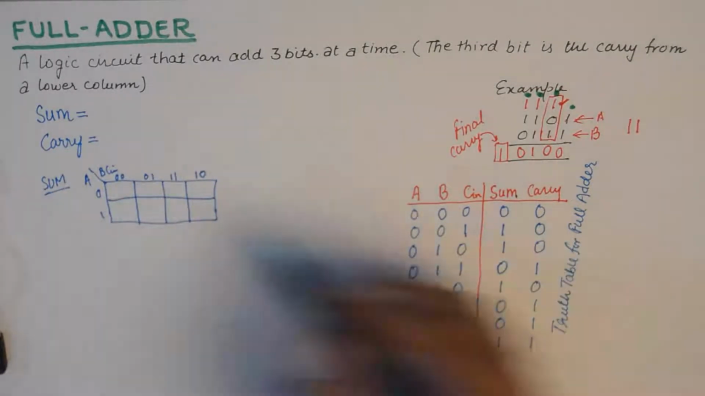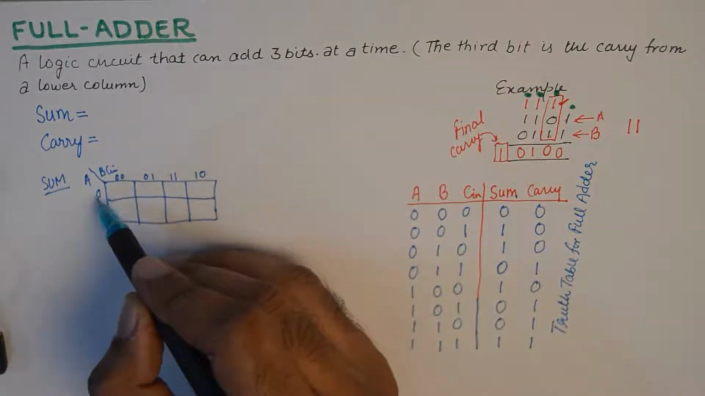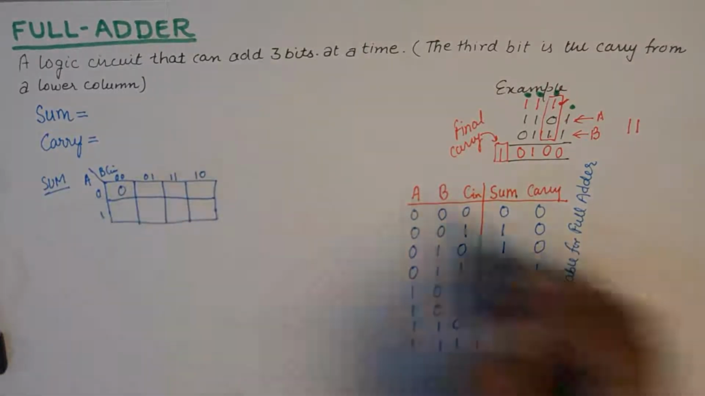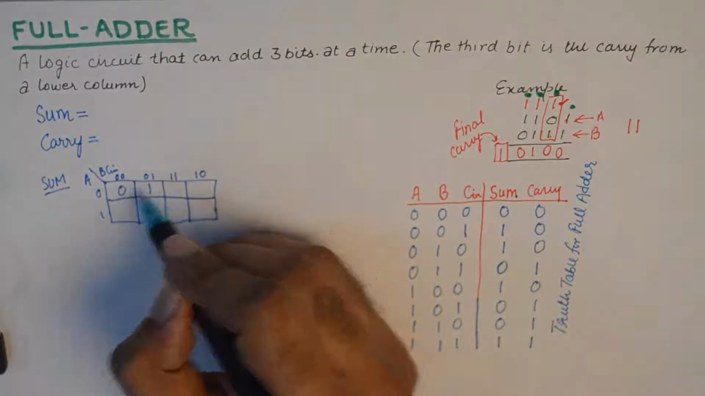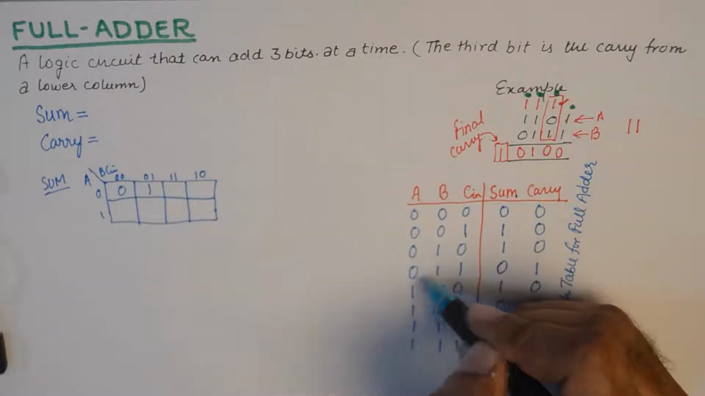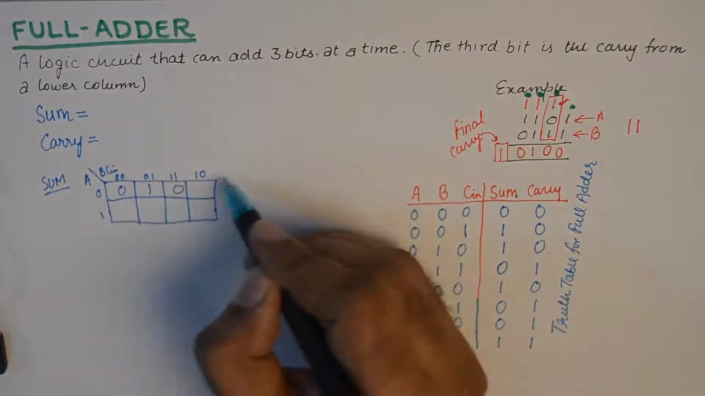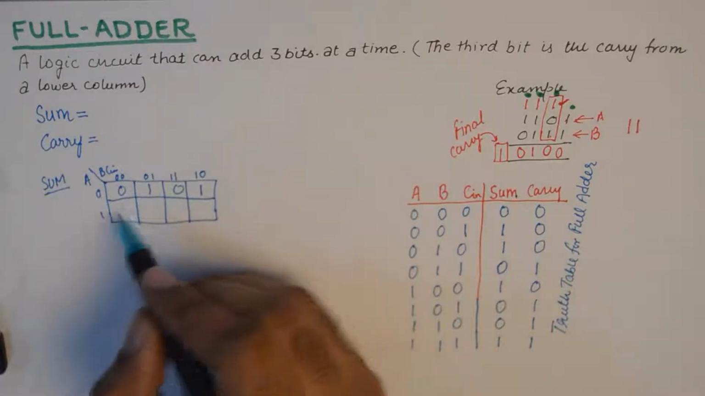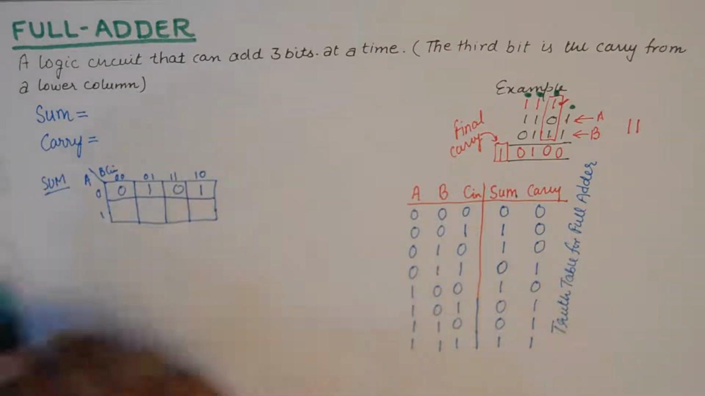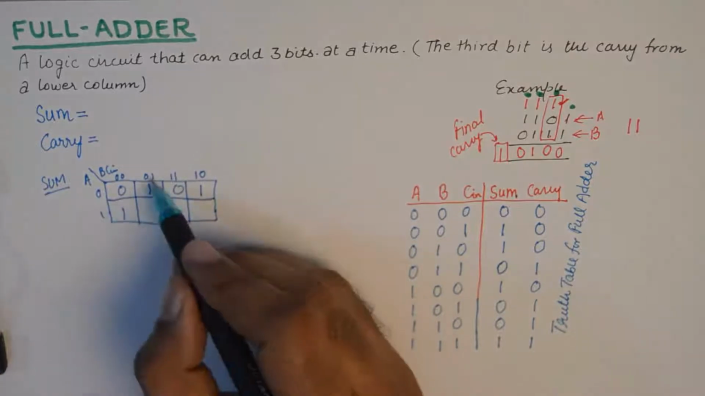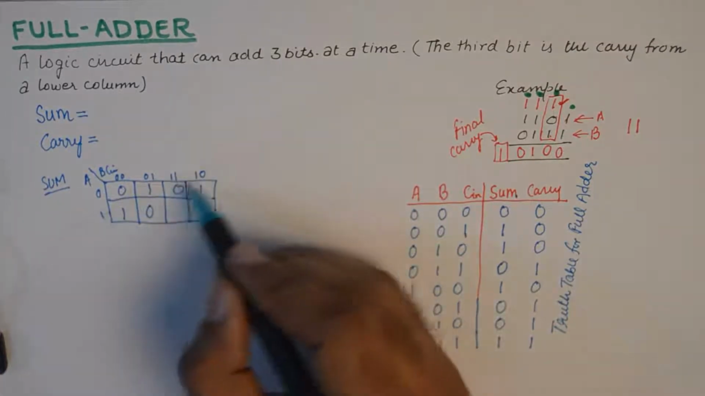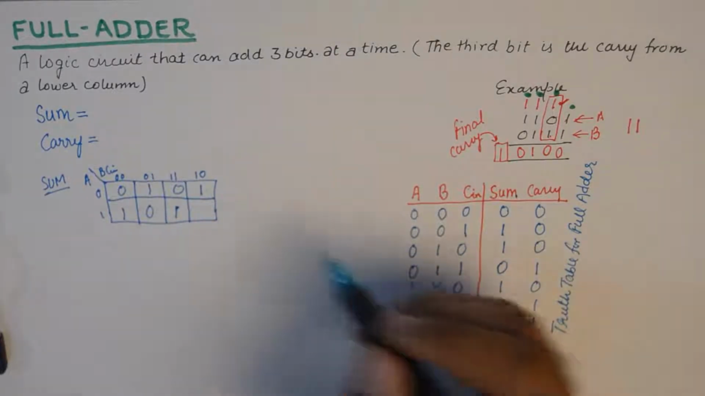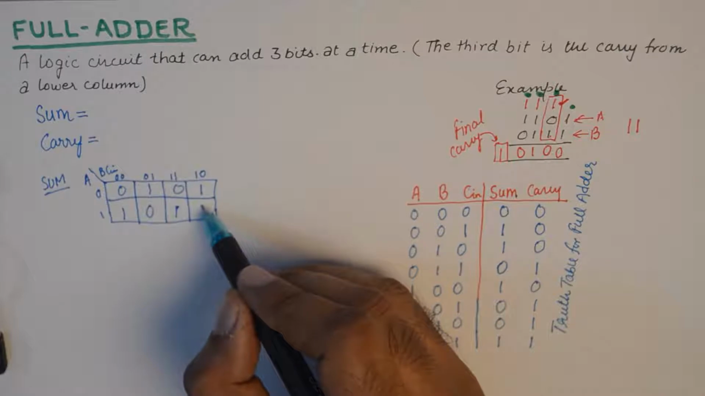We need to see for each value of A, B, C, for example for 0 0 0 the sum is 0, for 0 0 1 the sum is 1, for 0 1 1 the sum is 0, for 0 1 0 the sum is 1, and for 1 0 0 sum is 1, 1 0 1 the sum is 0, 1 1 1 the sum is 1, and 1 1 0 the sum is 0.